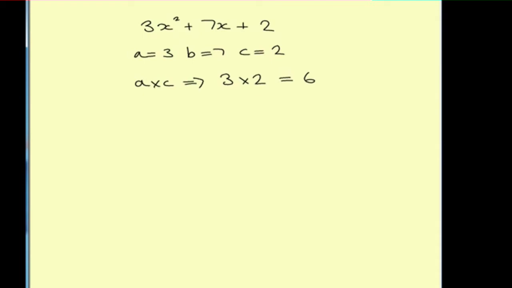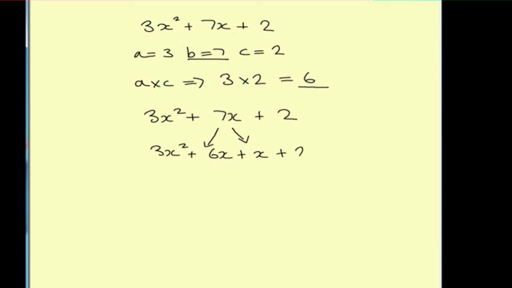So we need to think of two numbers that multiply together to get 6 and add together to get the value of b, which in this case is 7. So the two numbers we need are 6 and 1. So what we do, we split up this 7x and write 6x plus 1x, or just put x and then plus 2.